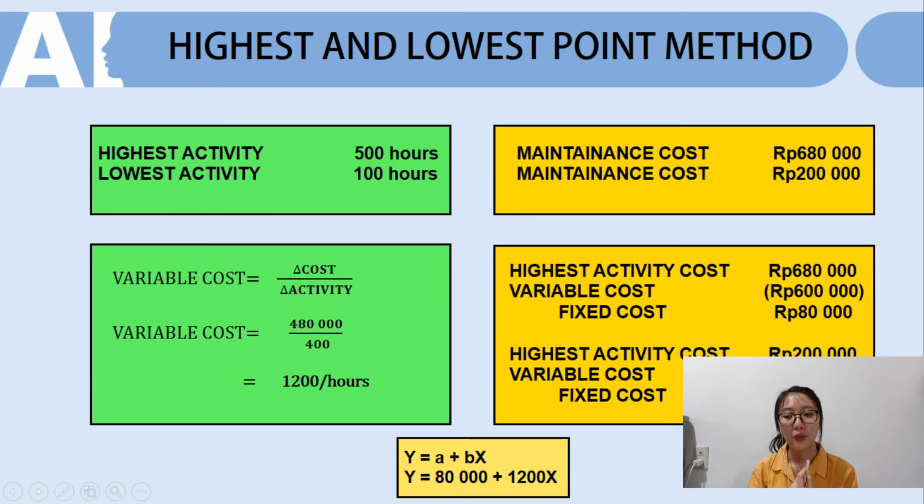And then after that, we'll need to find the fixed cost. How to find? We can take from highest activity or lowest activity. For highest activity cost, we can take from 680,000, and then to find the variable cost, we just need to take the highest activity, which is 500 hours, times with 1,200, and then it becomes 600,000, and you minus it and you'll get 80,000. And then it will give the same result if you use the lowest activity also. And then the next step is you just need to put the variable and fixed cost into the equation, become like this, and then you get the answer.